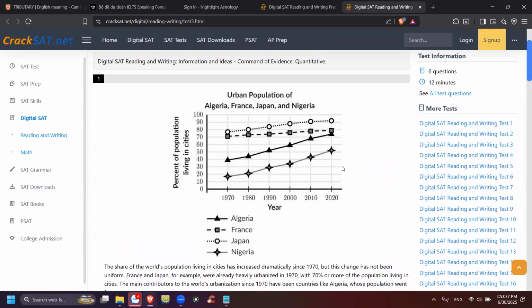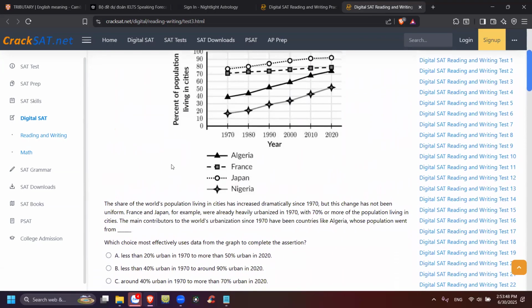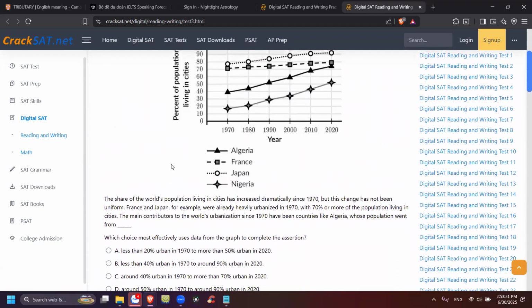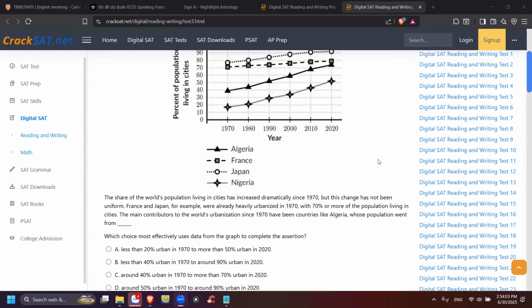Okay, this is the urban population of Algeria, France, Japan, and Nigeria. You can see the numbers here, countries, and then percent of population living in cities. I'm just going to try to make A, B, C, and D as well. There you go. So the share of the world population living in cities has increased dramatically since 1970. They ask which choice most effectively uses the data from the graph to complete the assertion. So you have to look at the graph and then see.